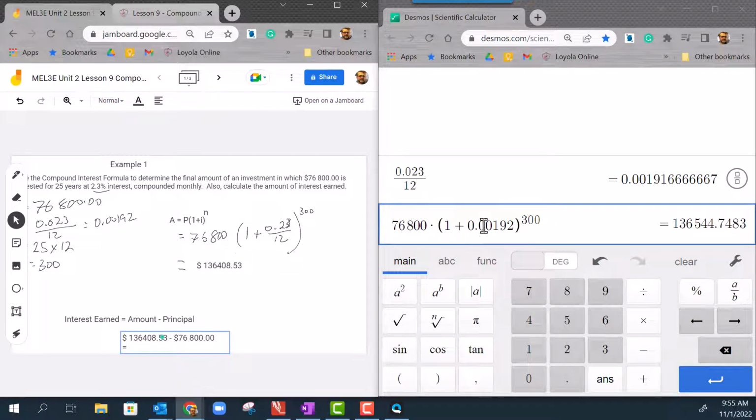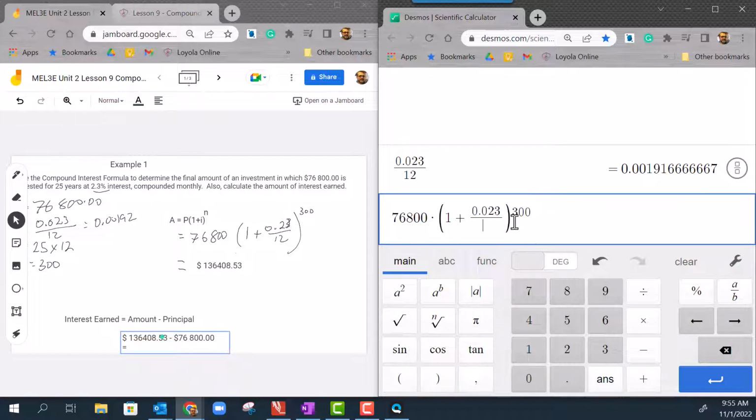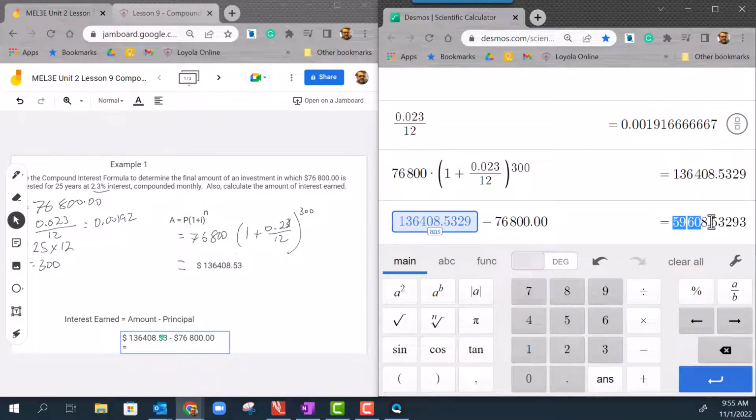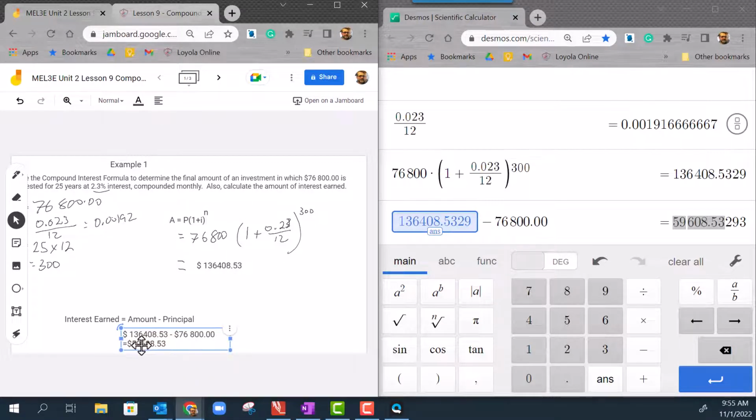And I don't have that one saved in there anymore. I think I'm going to stick this one back in. It was 0.023 divided by 12. Because then what I can do is hit enter and take that answer minus 76,800. And I get 59,608.53, and it stays as a 53. That doesn't change, so I'll just type it in here. 59,608.53. So that's how much interest earned, almost $60,000 over those 25 years. That's pretty cool.